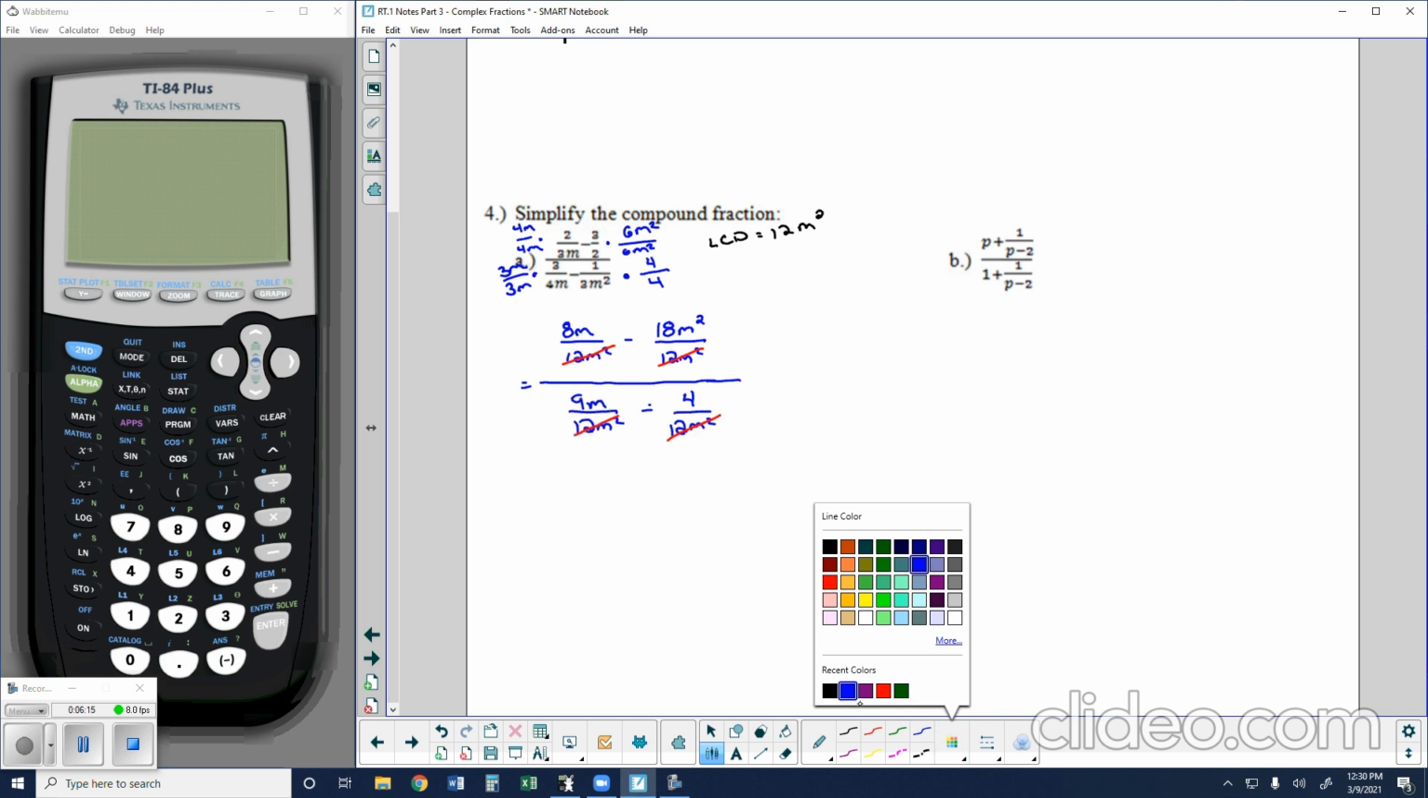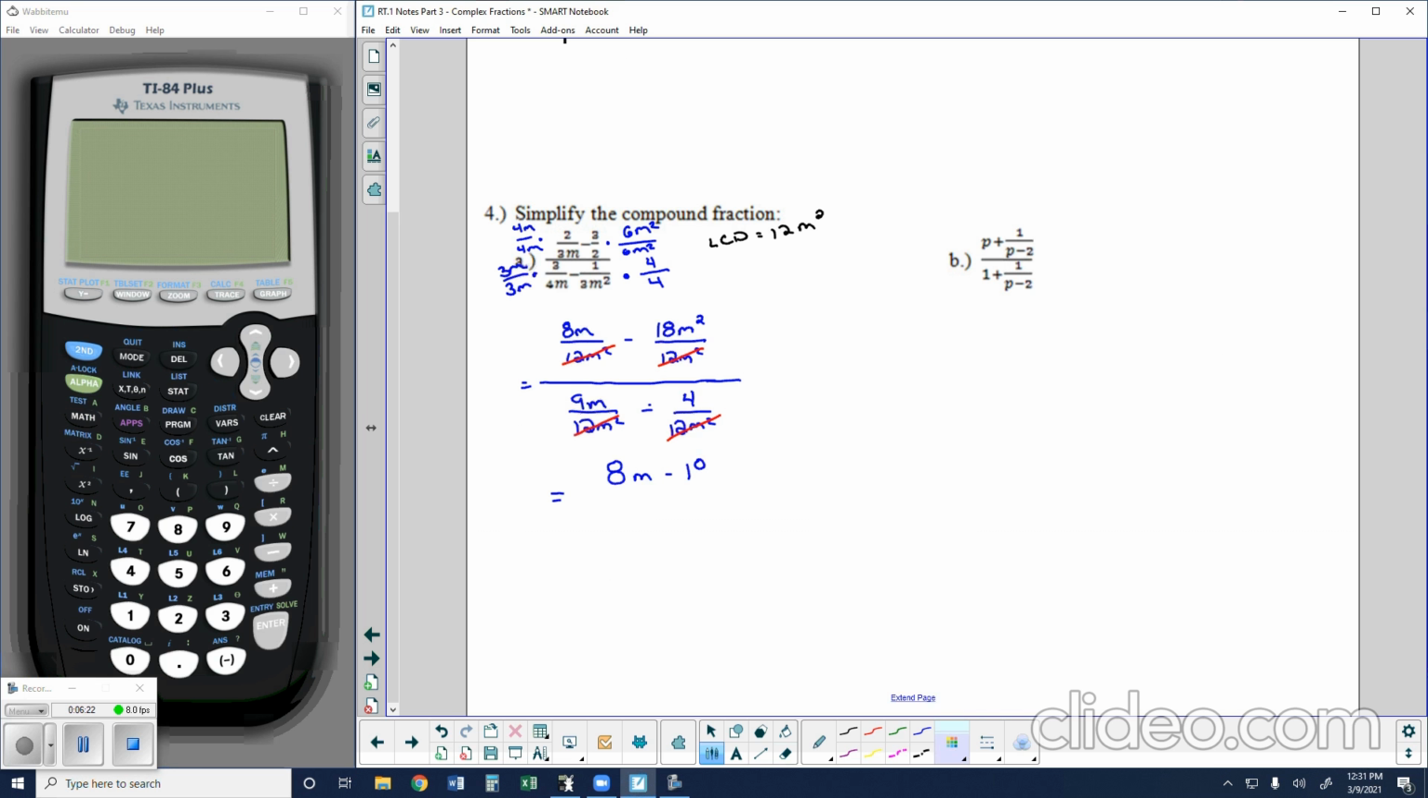And so what that's going to leave me with now is 8m minus 18m squared. Let's go ahead and flip that around. Let's put that more in standard form. That's more common. So negative 18m squared plus 8m. You don't have to flip that around, but that's just a kind of standard way to write it. And then 9m minus 4 in the denominator.